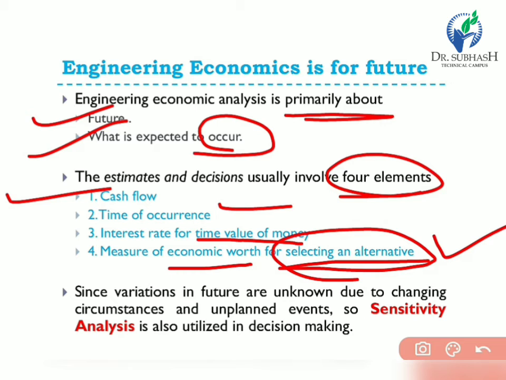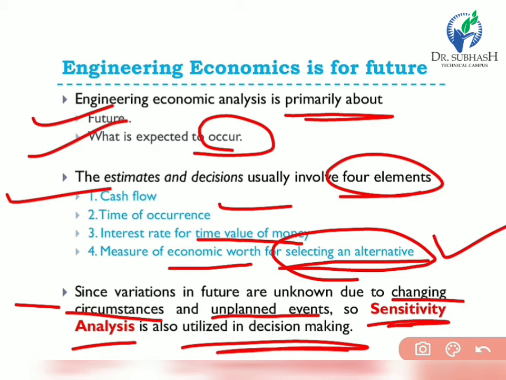Since various outcomes in the future are unknown due to changing circumstances, if we have an industry in Japan or Thailand, then we must also consider tsunamis and other changing circumstances and unplanned events that occur there. So it is known as sensitivity analysis, which is also utilized in decision making. So it's very useful. We also consider environmental problems and other political issues which we use in the decision making process.